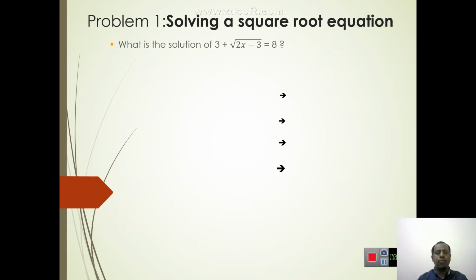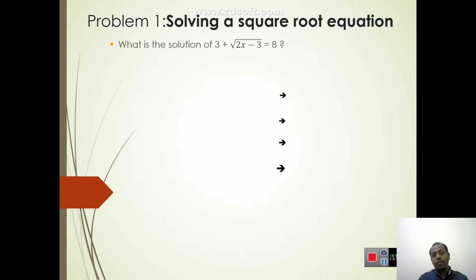Now let's go to problem 1 from your textbook. Problem 1 is about solving a square root equation. What is the solution of 3 plus the square root of 2x minus 3 is equal to 8? What do you think will be the first step for solving this equation?